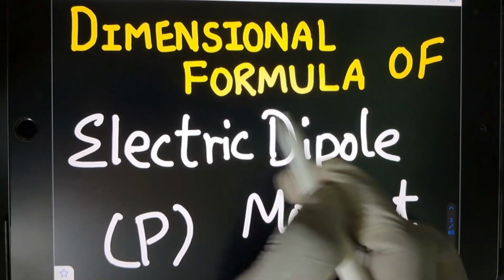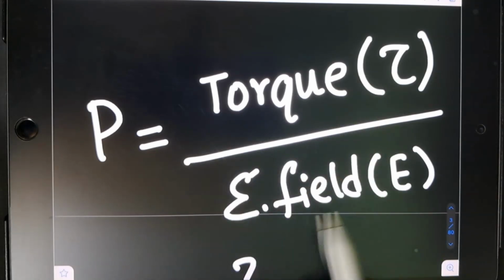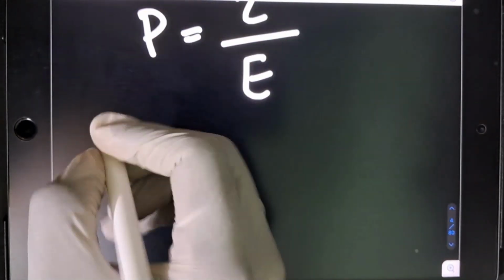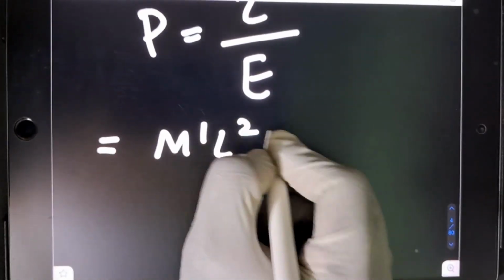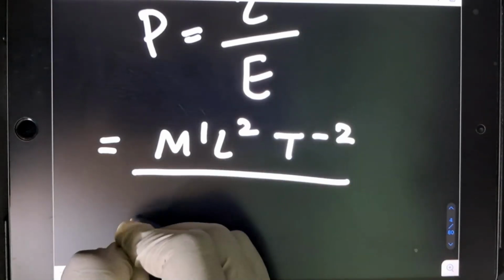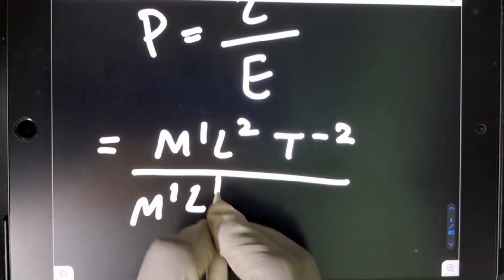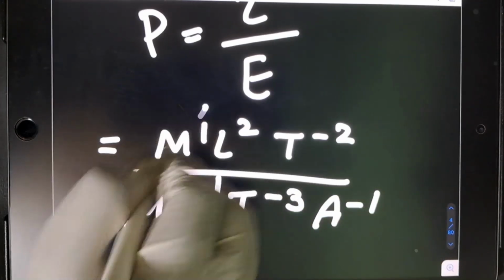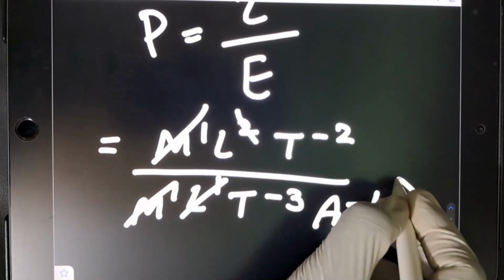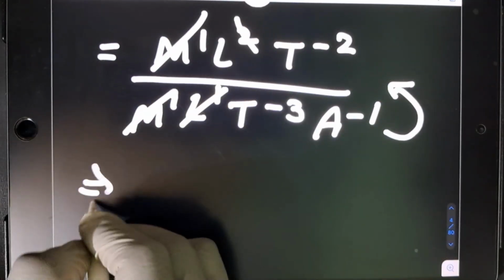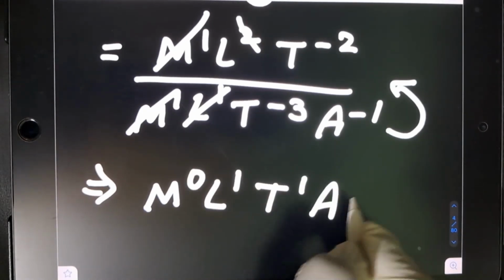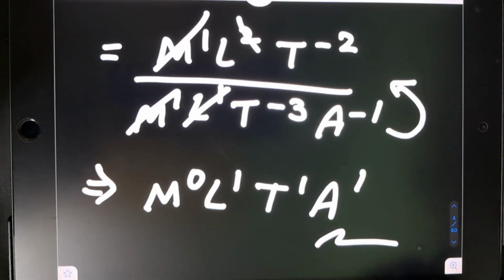To find the dimensional formula of electric dipole moment, denoted by the letter P. Here P is equal to torque by electric field, tau by E. Here we must know the torque and electric field dimensional formulas first. M^1 L^2 T^-2 is the torque dimensional formula. M^1 L^1 T^-3 A^-1 is the electric field dimensional formula. On cancellation of mass and length and on reciprocation, we get M^0 L^1 T^1 A^1. This is the dimensional formula of electric dipole moment P.